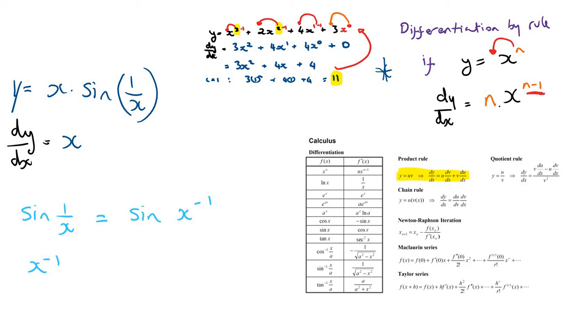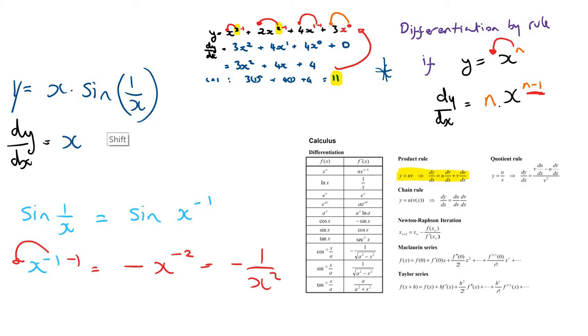okay, the derivative of x to the power of minus 1 will be: bring that to the front and then drop the minus 1 down by 1. The derivative of that on its own is going to be minus x to the power of minus 2, which is equal to minus 1 over x squared. You'll come across that quite a bit.